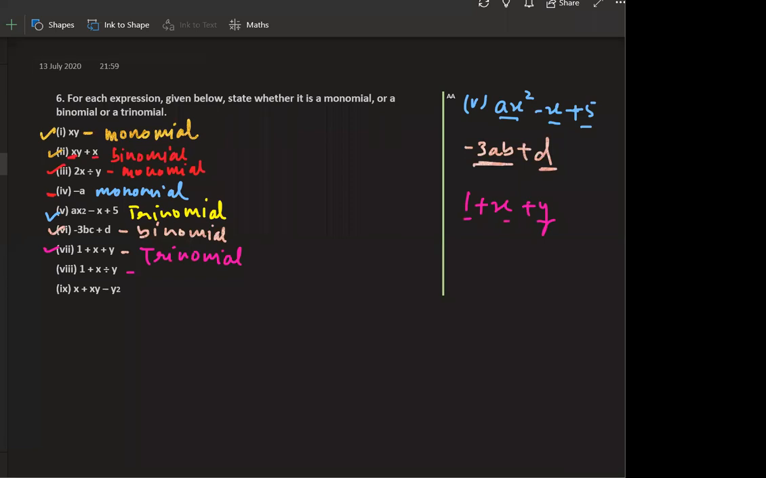Now next, 8, 1 plus x divided by y. So it has only 2 terms. The first term is 1 and the second term is x divided by y. Okay, so this is binomial.